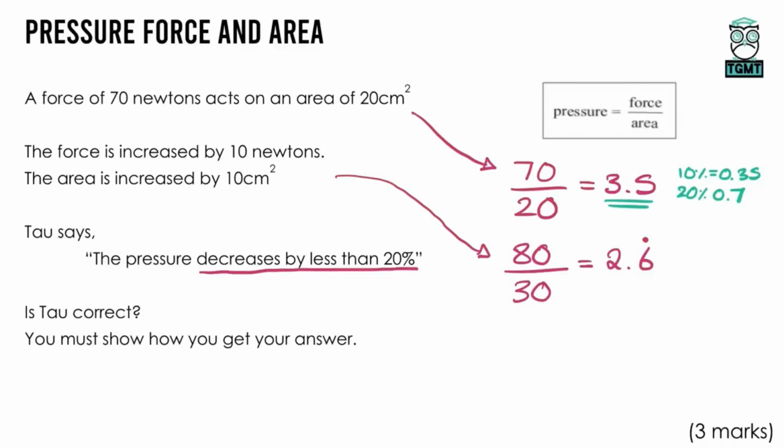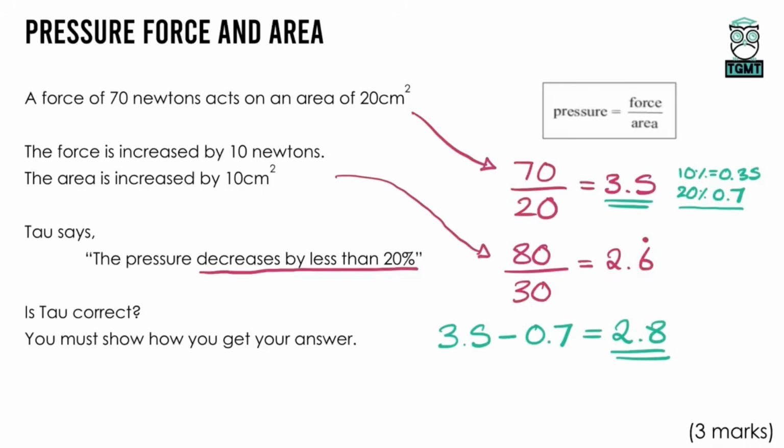So 20% is 0.7. Now if we do 3.5 subtract 0.7, and again we could just do this on a calculator just to make sure we get everything correct, that comes out as 2.8. So clearly they are different right now. So the pressure decreases by less than 20%? Well, if we decrease it by 20%, it goes down to 2.8. This has gone down to less than 2.8. It's gone all the way down to 2.6 recurring.